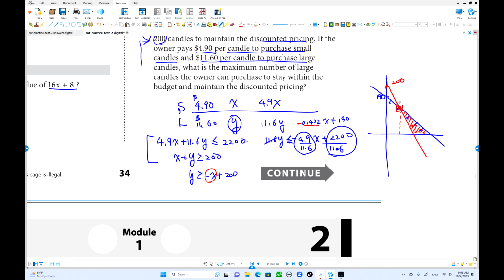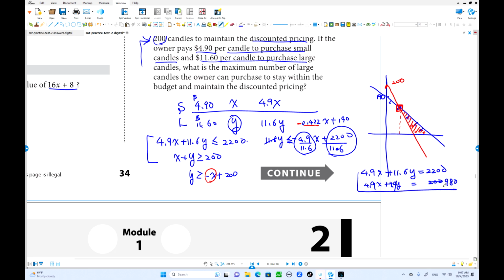Now we're going to find the intersection of these, okay? So you have to solve these two equations. I'm going to use different colors. Okay, so 4.9x plus 11.6y equals 2200, right? To find the intersection, we're going to make our equations: x plus y equals 200. So over here, x plus y equals 200. To find the value of y, we eliminate x, okay? So that's 4.9 times 200 over here, which is 980, okay?